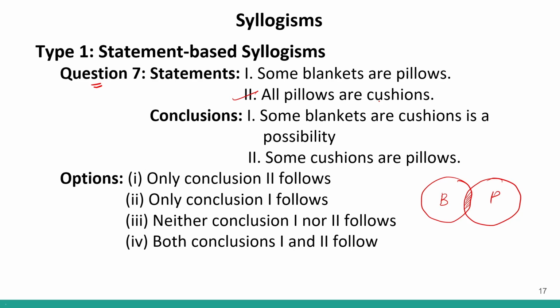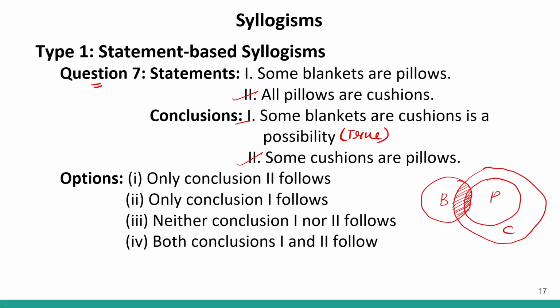Statement 2 says all pillows are cushions. So I can represent it like this, that all pillows are a part of cushion. This will be my Venn diagram, correct? Conclusion 1 says some blankets are cushions is a possibility. Now if you see this part, this is where blanket is also overlapping and cushion is also overlapping. So definitely some blankets are cushions is a possibility. This is a true statement.